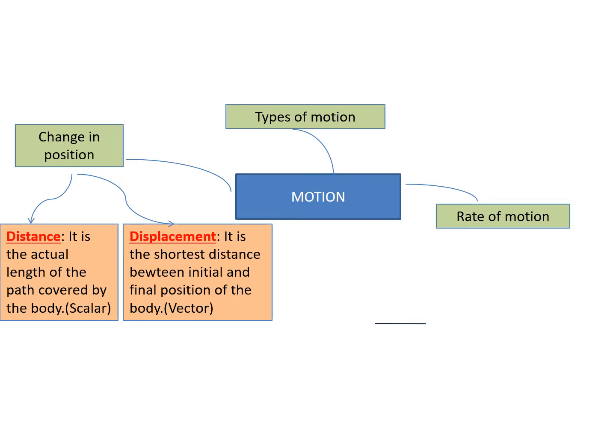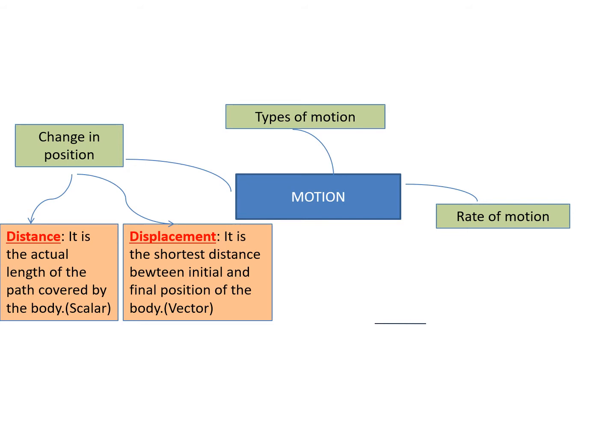It's a scalar quantity. But how about the displacement? For displacement, we have to see our initial position and our final position, and we're going to join them by a straight line. That shortest distance is going to be our displacement. Displacement is a vector quantity. That means we have to consider direction in it. So displacement can be positive, negative, or zero. Zero when? Whenever the object returns to the same initial position, displacement is going to be zero.